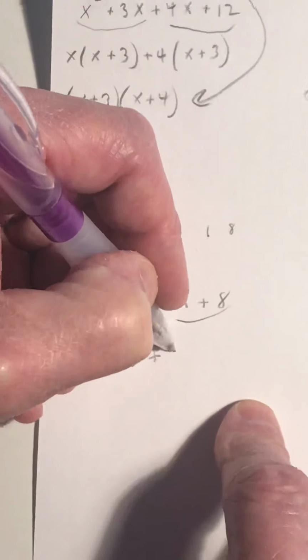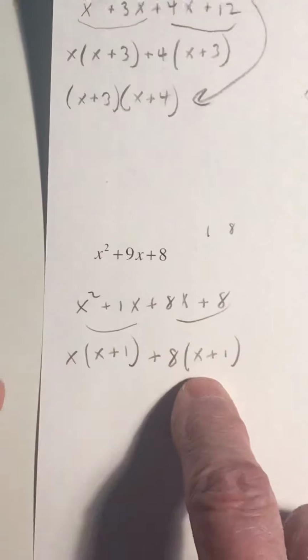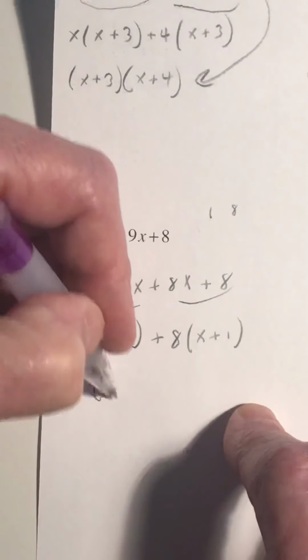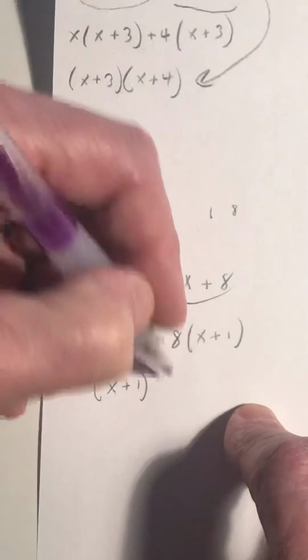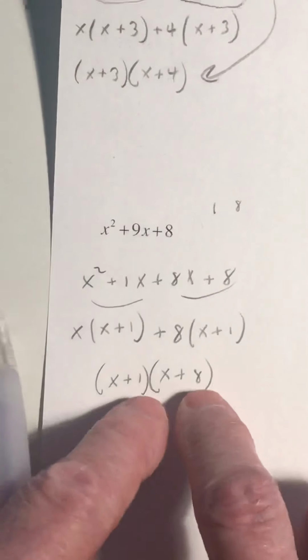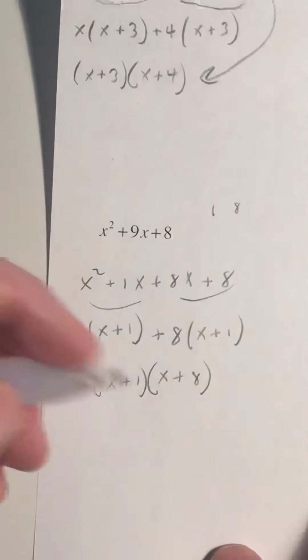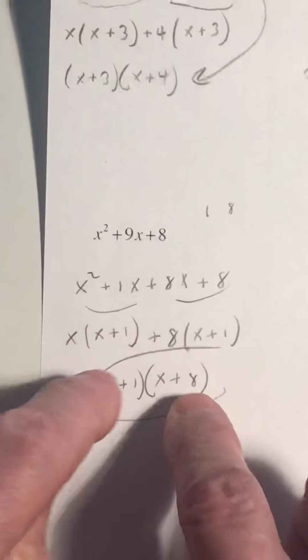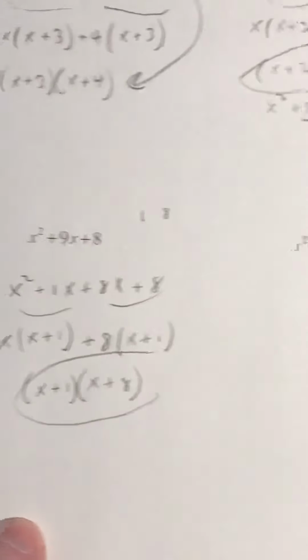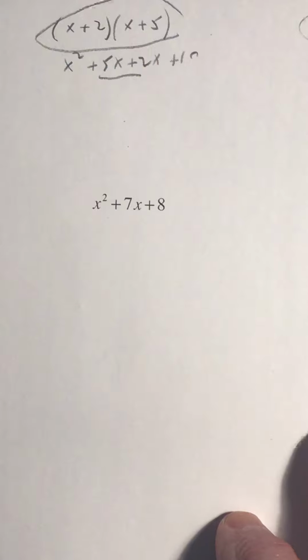And common factor there is 8. 8 times x plus 1, that would make 8x plus 8. Here we go, x plus 1, x plus 8. Oh, and another, by the way, if I put the x plus 8 in front and then the x plus 1, it's the same answer because it's multiplication and you can change the order of multiplication as we've been saying for many, many weeks now.